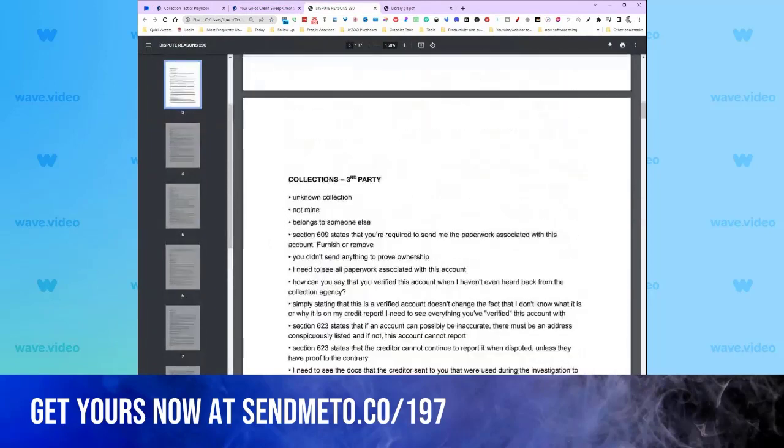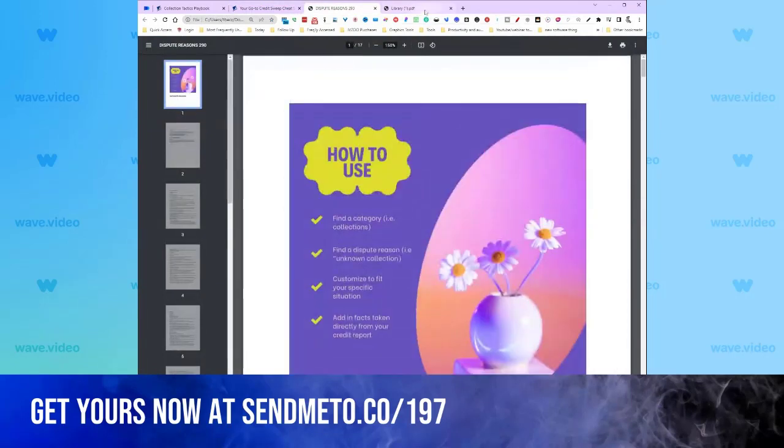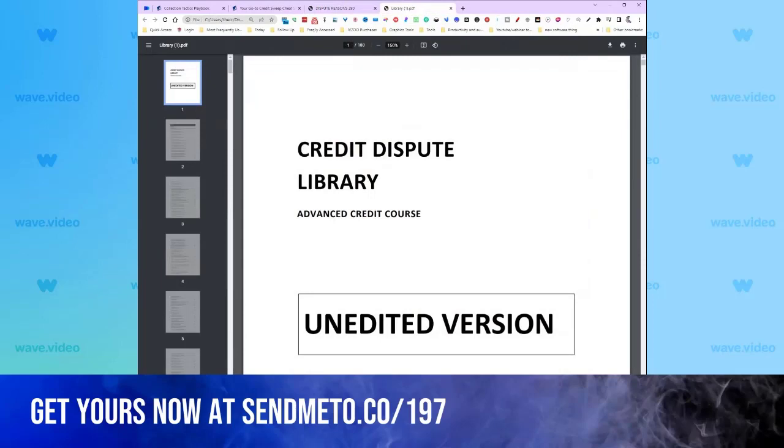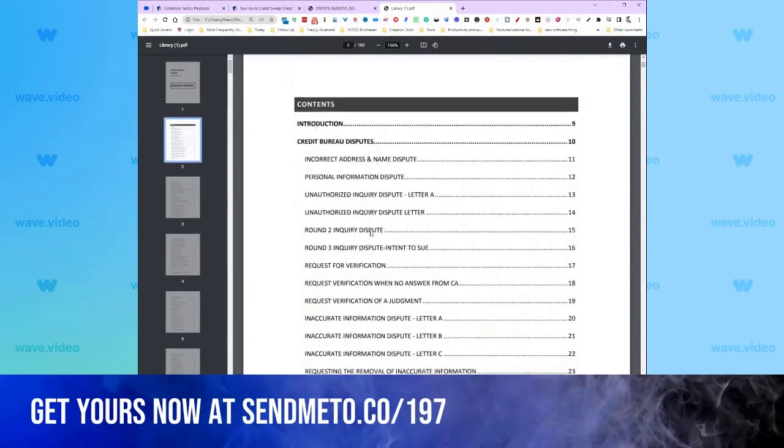290 dispute reasons. We're going to go look at that right now. And the full dispute letter library. Okay. So, you know what? Let's go look at the full dispute letter library first.